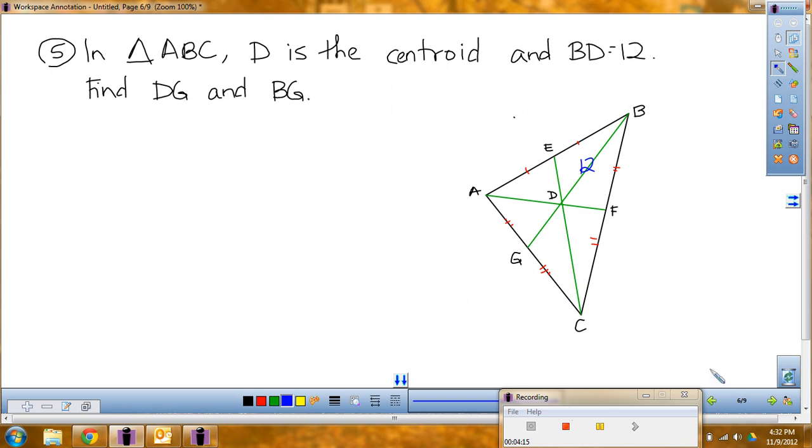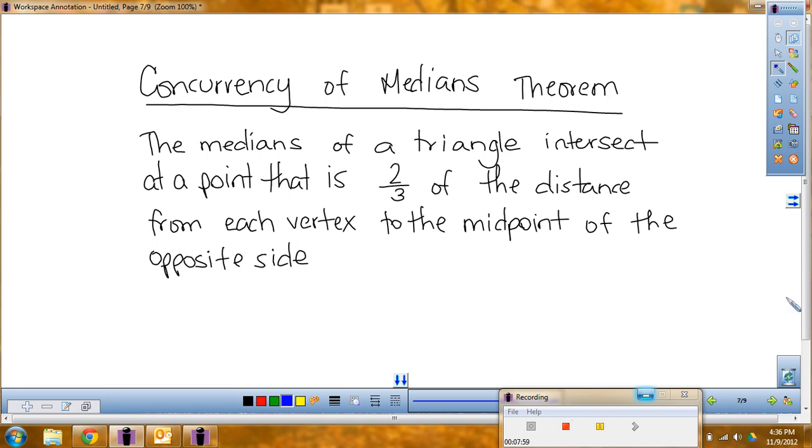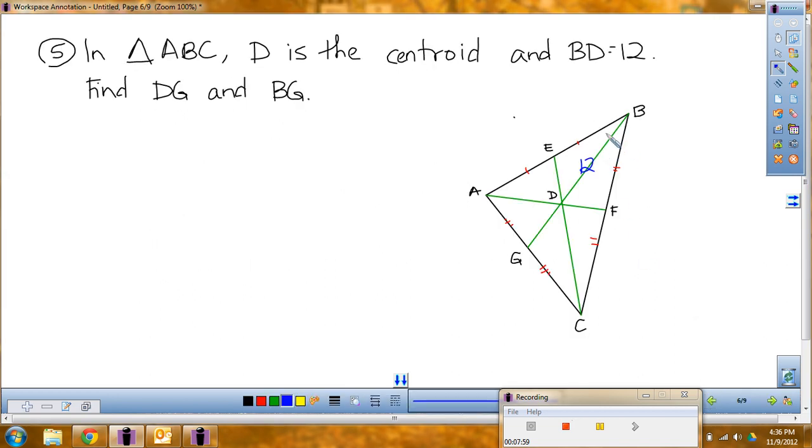Okay? Well, in order to solve this, we need to know one more theorem, which is the concurrency of medians theorem. This states that the medians of a triangle intersect at a point that is 2/3 of the distance from each vertex to the midpoint of the opposite side. So what they're really saying here is that BD is 2/3 of the length of BG. Alright, so if this is 2/3, then my DG is going to be 1/3 of the entire length.